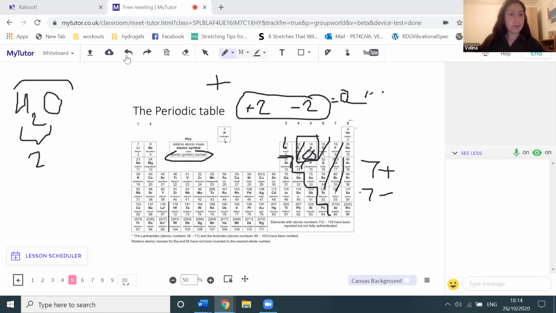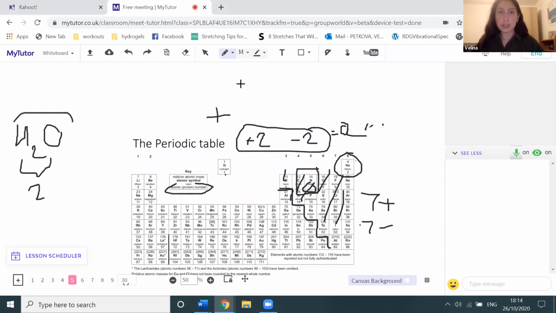So people, the common question is, why do we do 4 minus 2 for the helium atom? So as we said, 4 is the relative atomic mass. So that is both the number of neutrons and protons in our nucleus, okay? So the relative atomic mass is always the number of protons and neutrons, and that's always the top number. The bottom number is the number of protons.